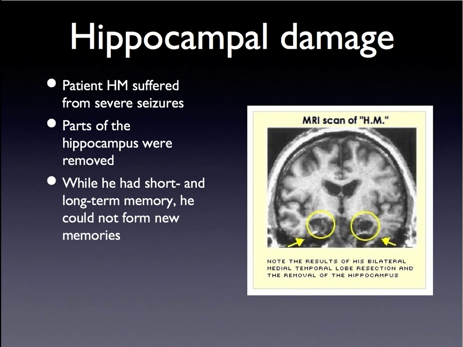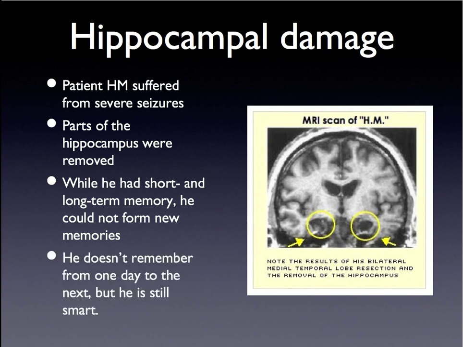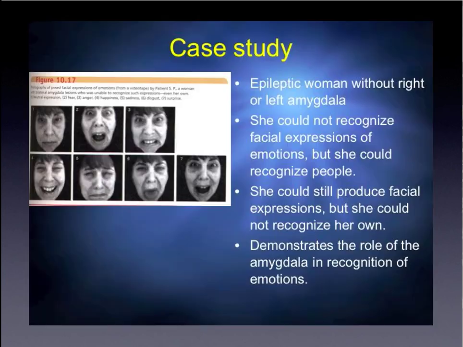I highly recommend seeing a movie called Memento. You can get that on Netflix or wherever, rent it, because it sort of portrays what life would be like if you don't have the ability to form new memories. It's very, very difficult to navigate through the world. Of course, he's still intelligent. He can still add, subtract, play games, and things like that. He just has no ability to form new memories.